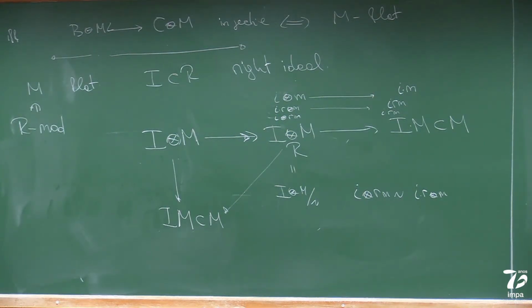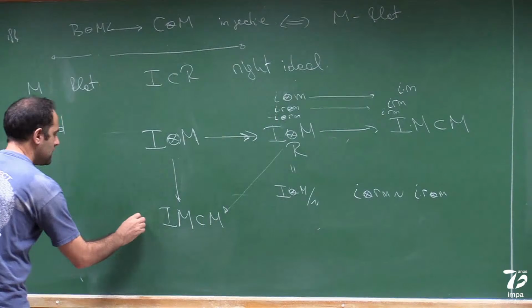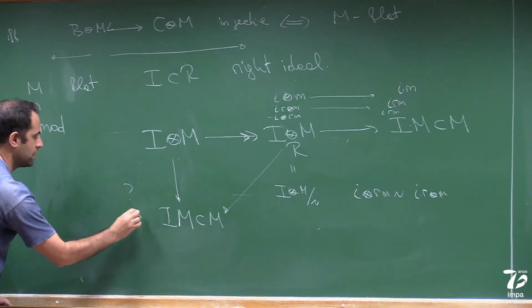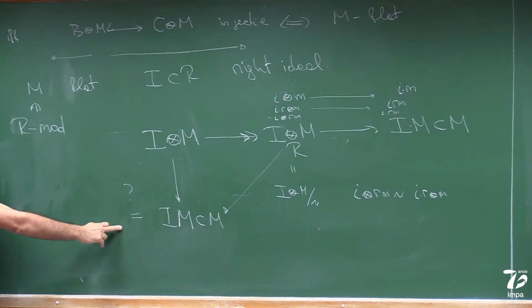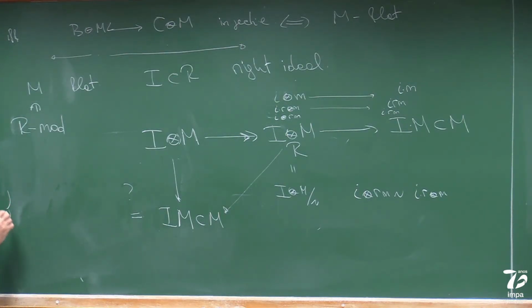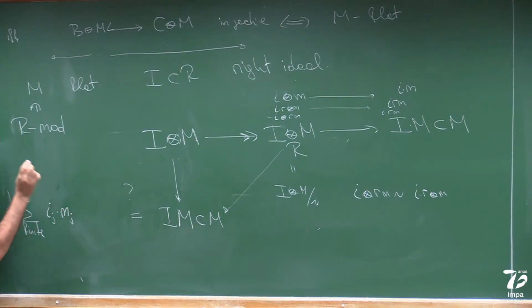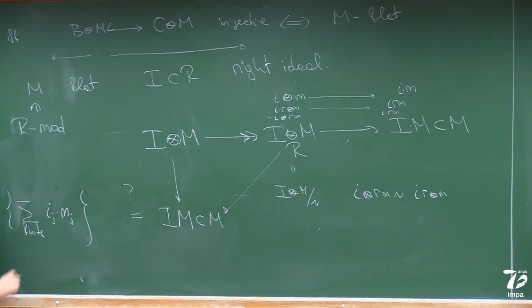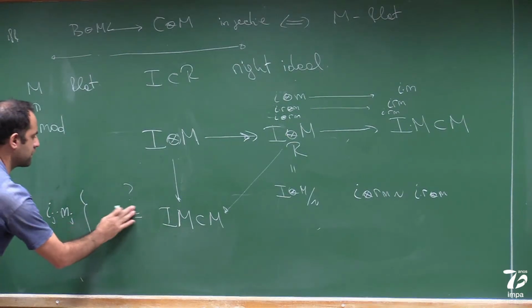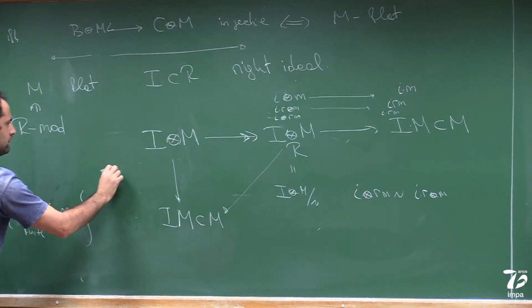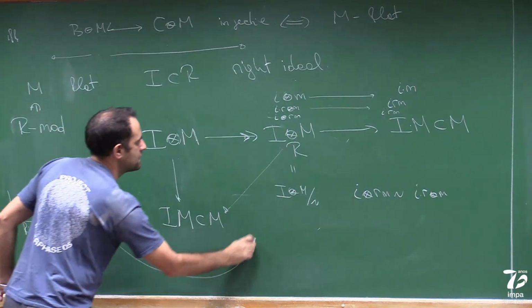But now what I claim is that this guy here is equal, and this is not true in general, but since M is flat, this is going to be equal. This is true. And this is going to be equal to finite sums of the form i_j times m_j. So, oh, sorry. That this is equal to that.